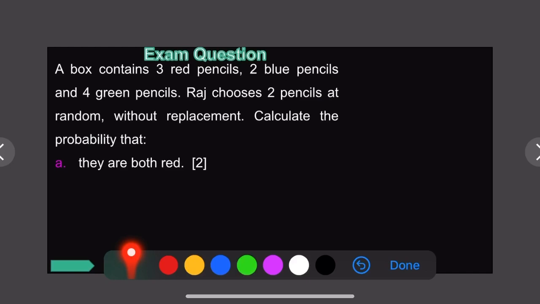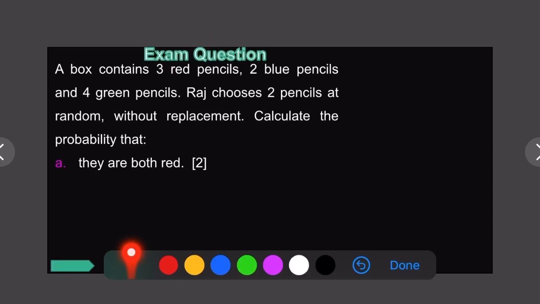Here is an exam question. A box contains 3 red pencils, 2 blue pencils and 4 green pencils. Raj chooses 2 pencils at random without replacement. Calculate the probability that they are both red. So, we will have a look at the information given here first. Okay.